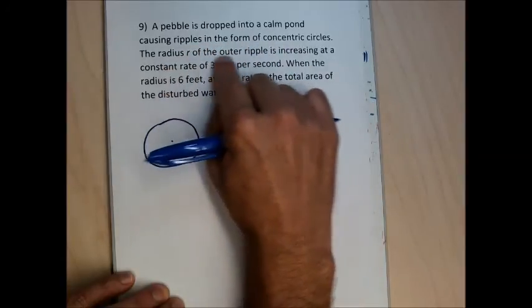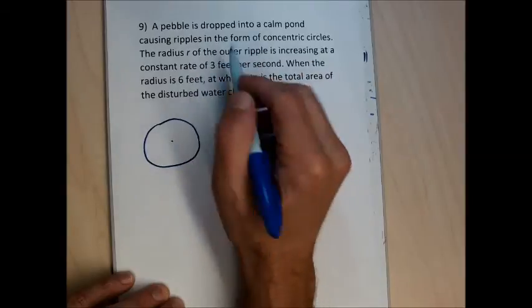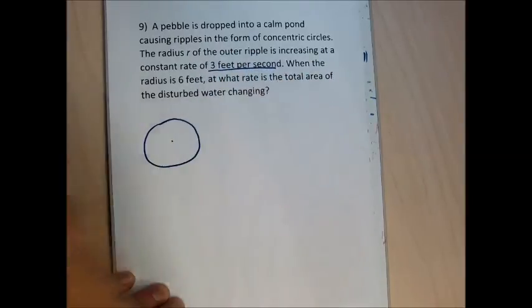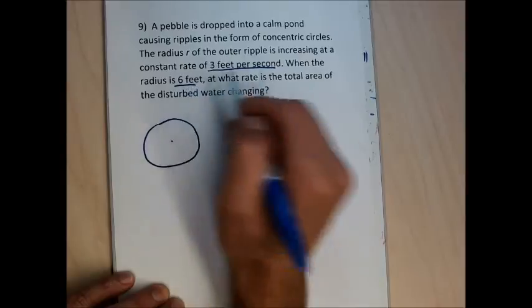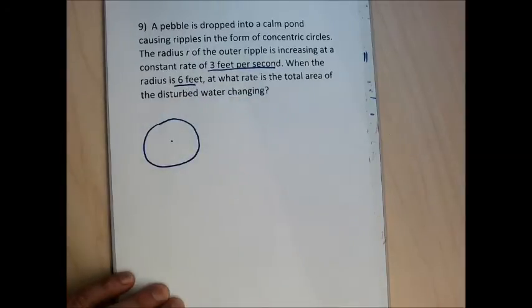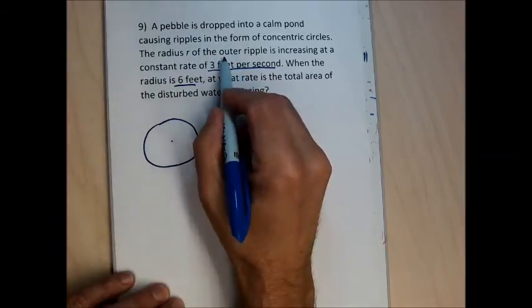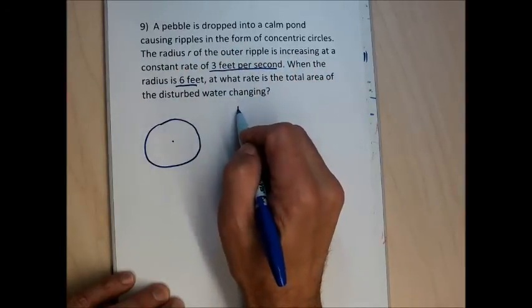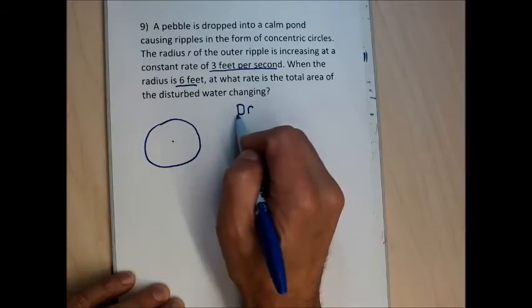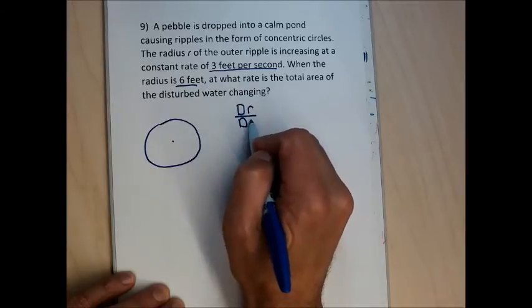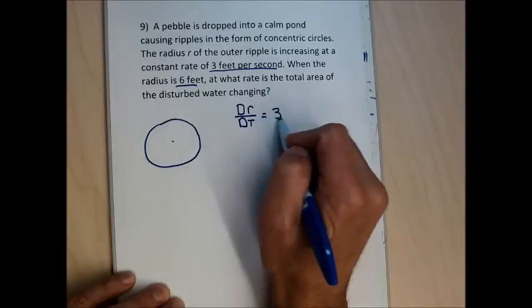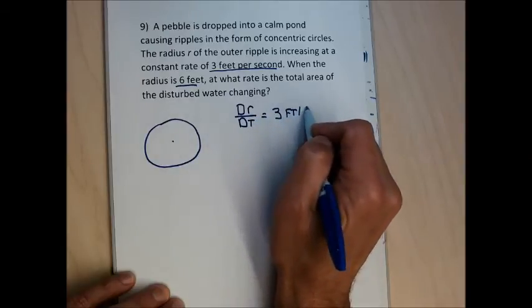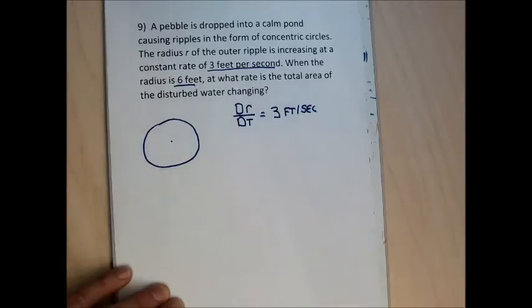The radius of the outer ripple is increasing at a rate of 3 feet per second. That's going to be an important number. And when the radius is 6 feet, at what rate is the total area of the disturbed water changing? So there's a couple numbers that are given in this problem. And the first number I see is the radius is increasing at a rate of 3 feet per second. That tells me that dr dt, how the radius is changing with respect to time, is 3 feet per second.